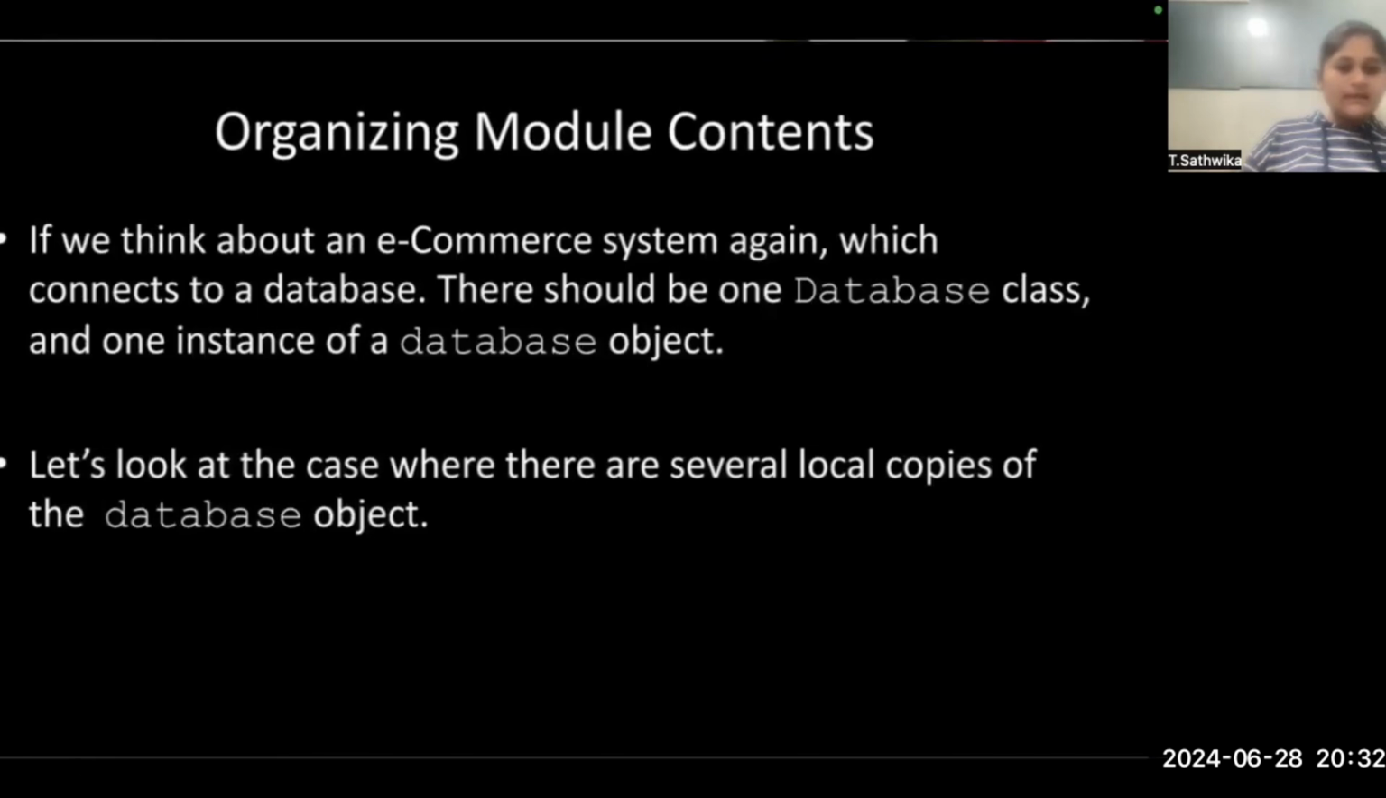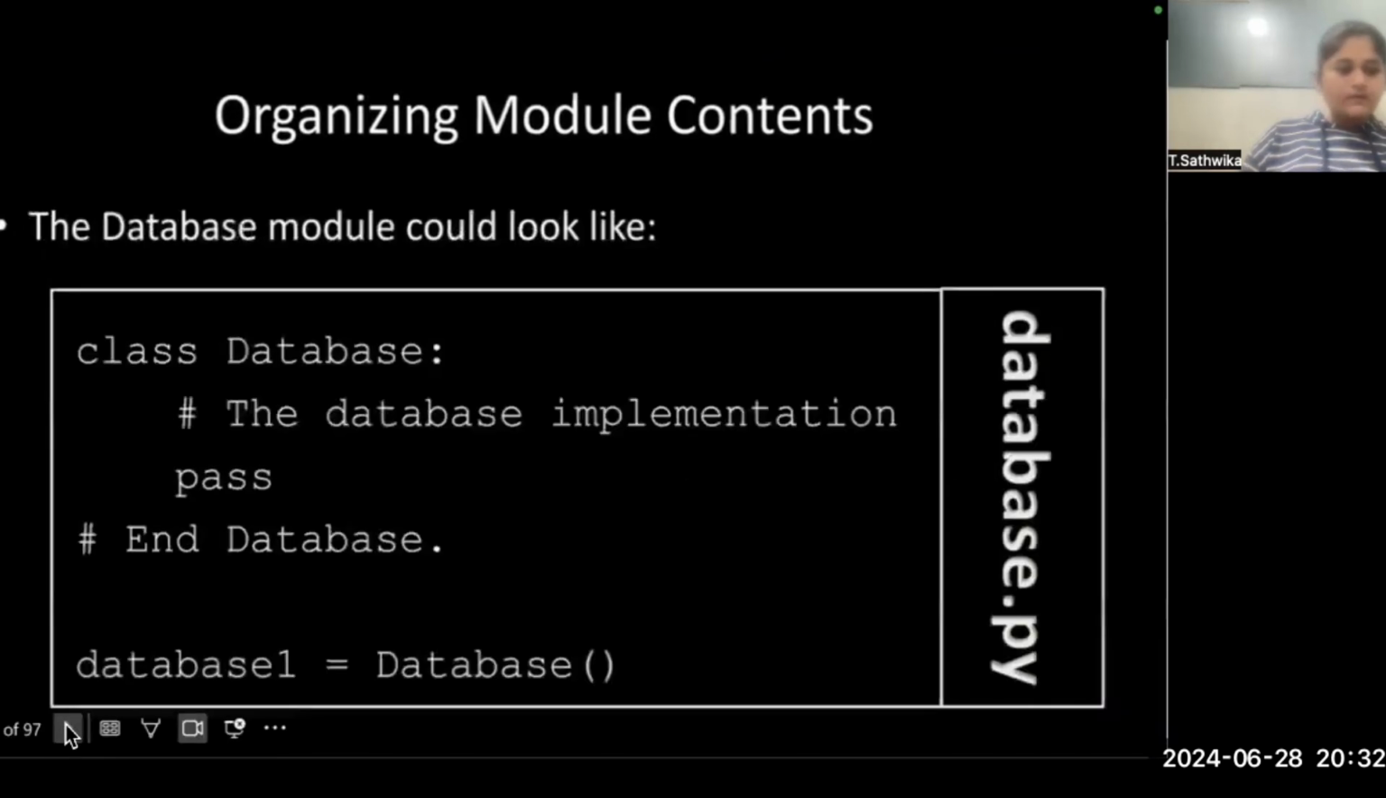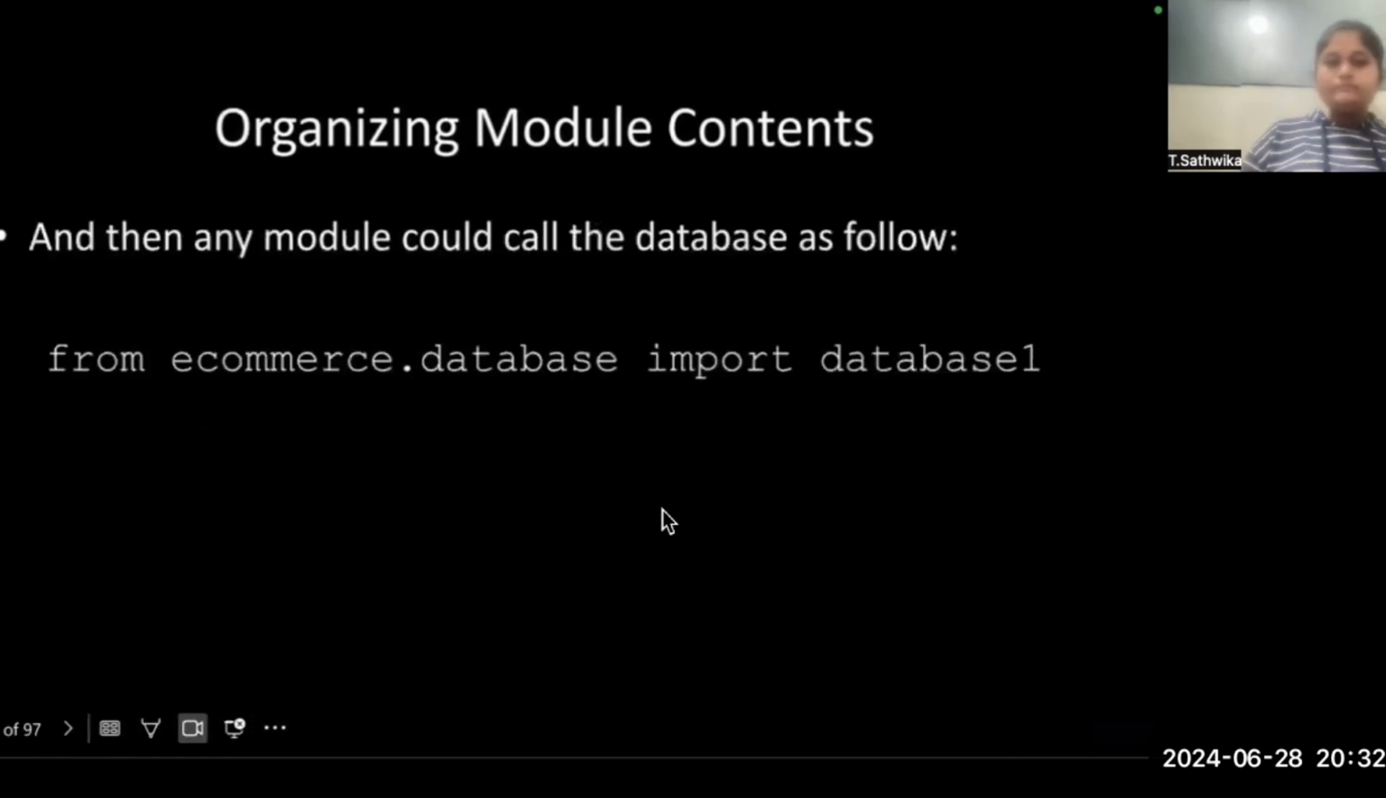Now, let's look at the case where there are several local copies of the database object. The database module could look like the class Database, the database implementation, and then at the end, database1 is equal to Database, and this is the database.py module. And now in any module we could call the database as follows: from ecommerce.database import database1.